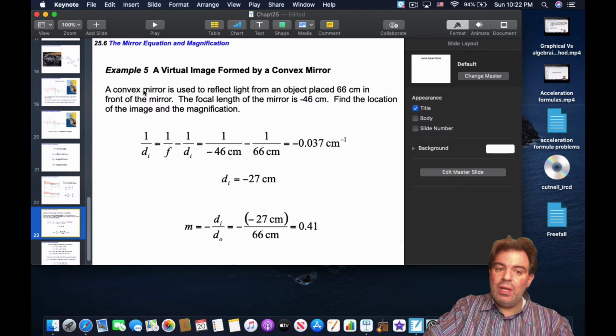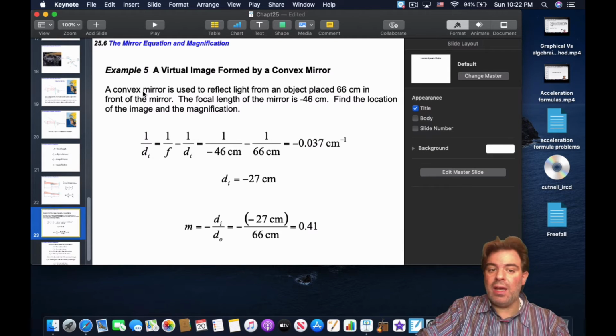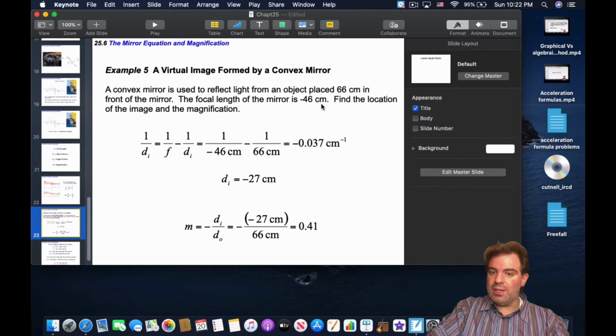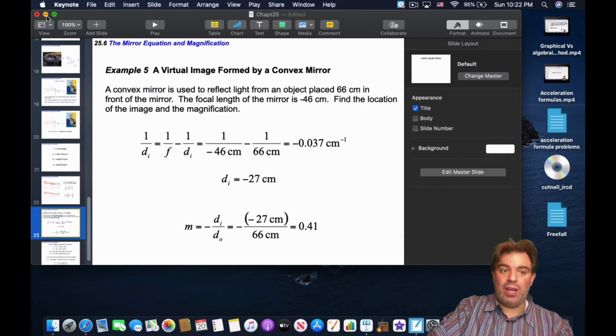So just by reading convex mirror, we know that the focal point is going to be negative. It's used to reflect light from an object that is placed 66 centimeters in front of a mirror. The focal length of the mirror is negative 46. Find the location of the image and the magnification.